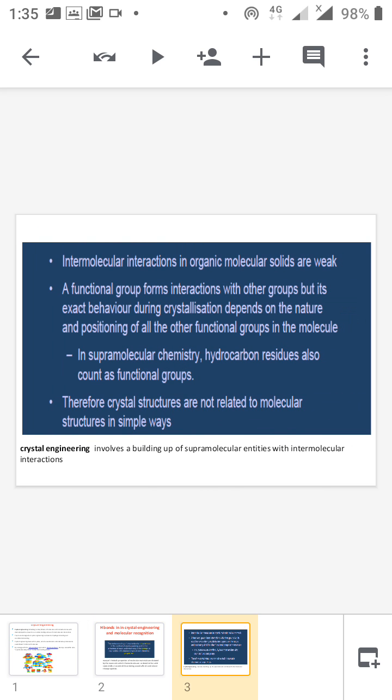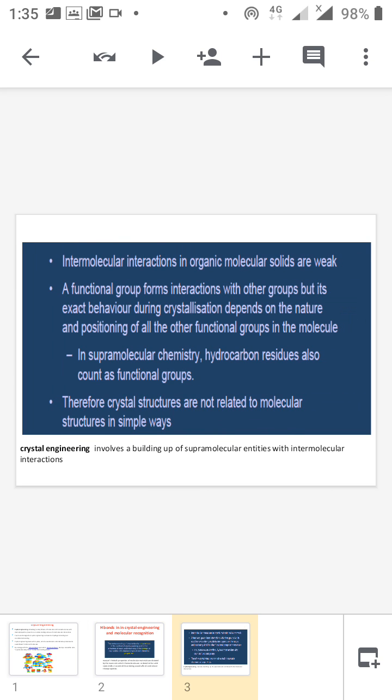The intermolecular interactions in organic solids are very weak. If you insert a functional group, it forms an interaction with another group, but its exact behavior during crystallization depends upon the nature and position of all the other functional groups in the molecule. So in supramolecular chemistry, we have to count a hydrocarbon residue as a functional group. Therefore, the crystal structure is not related to the molecular structure in a simple way, but depends upon the interactions present in the molecule.